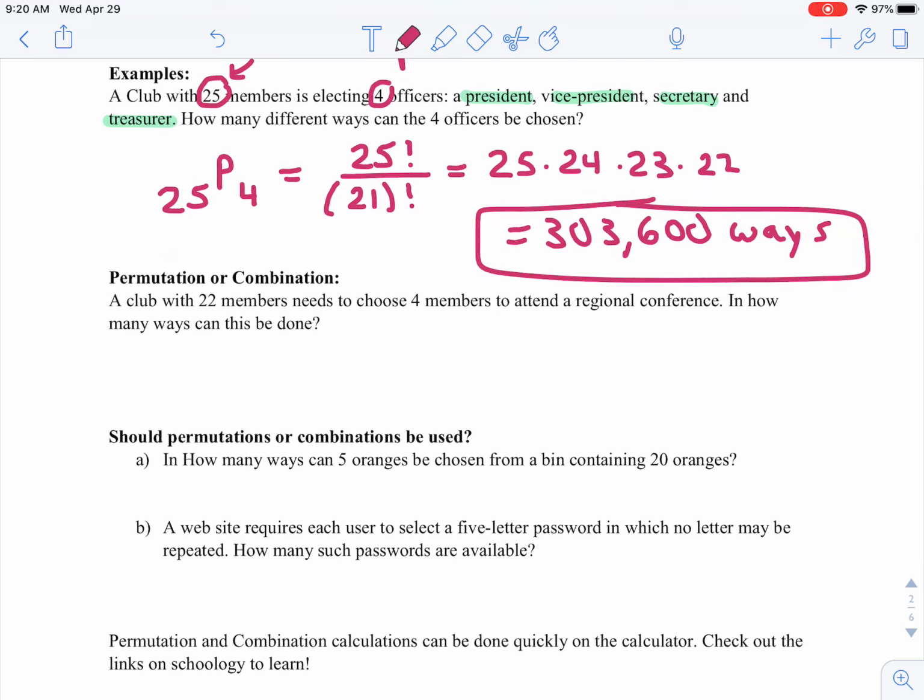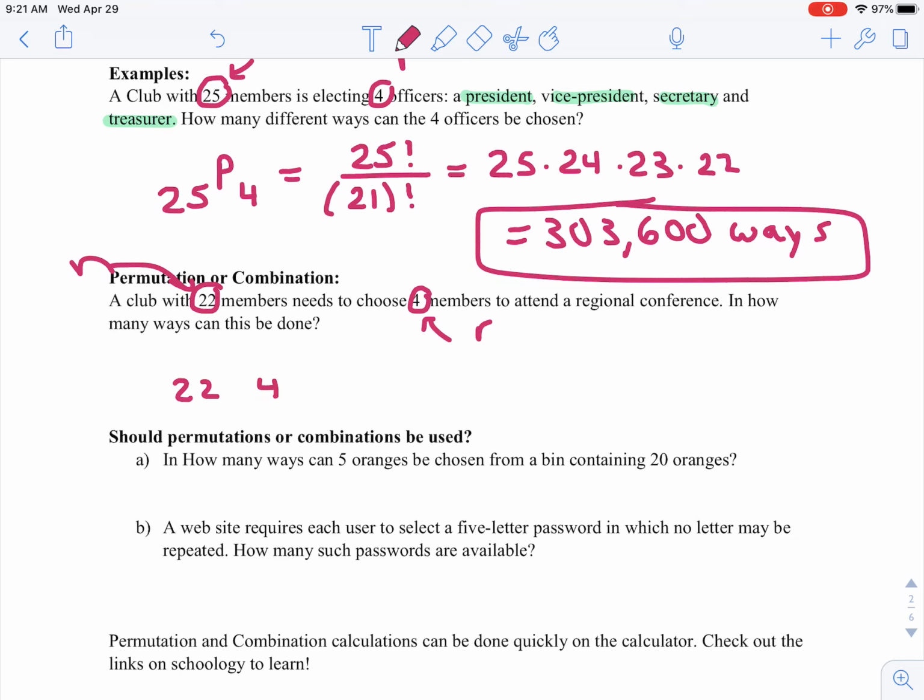Now, what can be a problem here is deciding what method. If we look at this one, a club with 22 members needs to choose 4 members to attend a regional conference. How many ways can this be done? Now, it's easy to always pick out your n. So here's your n, here's your r. So we got 22, 4.